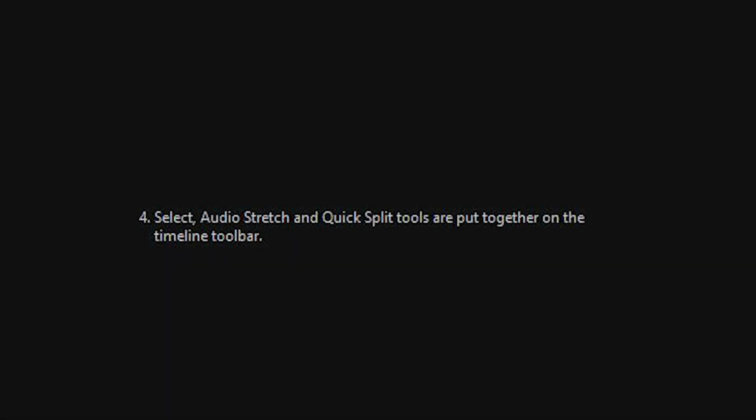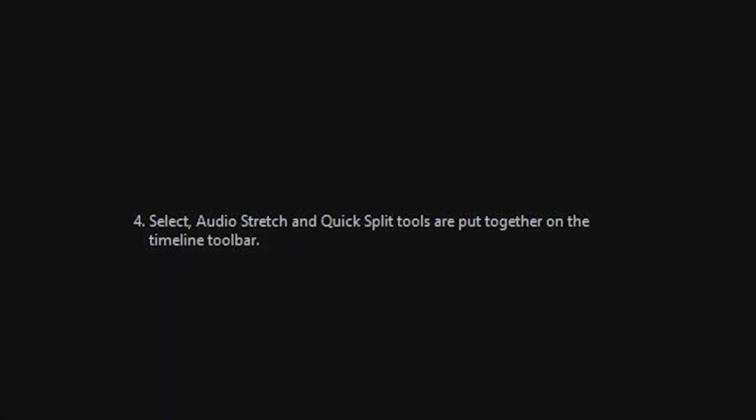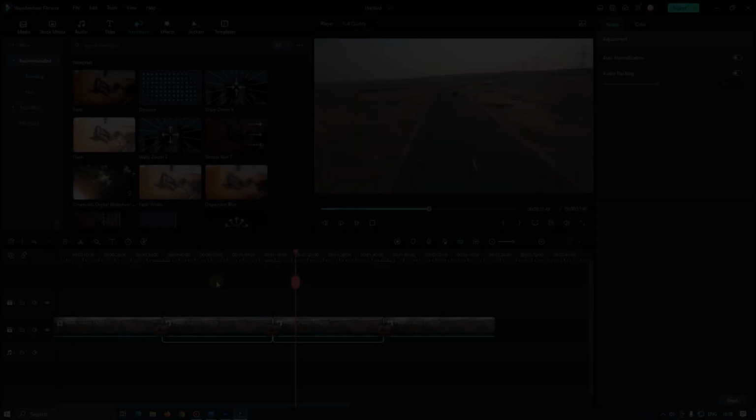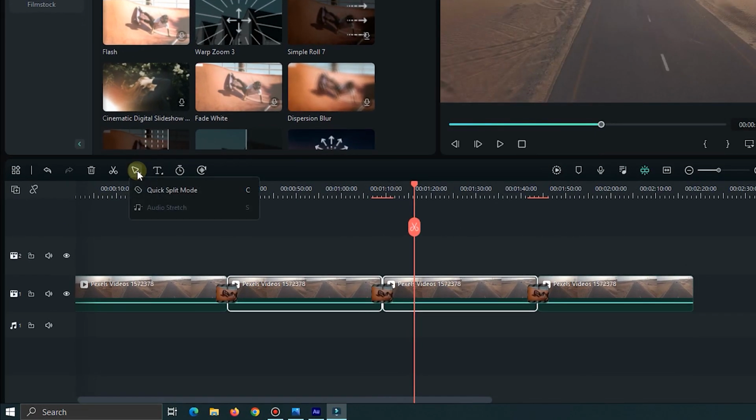Then the next update is the Select Tool, Audio Stretch Tool and Quick Split Tool are put together on the timeline. As you can see, this is a selection tool. When you click this, a new window appears here. And you can see here the Quick Split Tool and Audio Stretch Tool. You can select your tools from this drop-down.